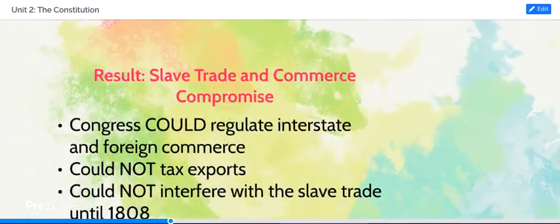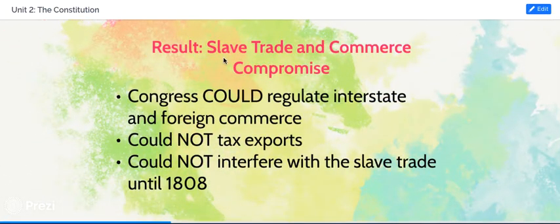Okay, so the compromise here is called the Slave Trade and Commerce Compromise. All right, so let's go ahead and put these dots down. Congress does get to make rules on both interstate trade of goods, services, and humans and foreign commerce. However, they are not allowed to tax exports. All right, remember, exports go out. There are things that we ship out. They're also not allowed to touch the slave trade until 1808.